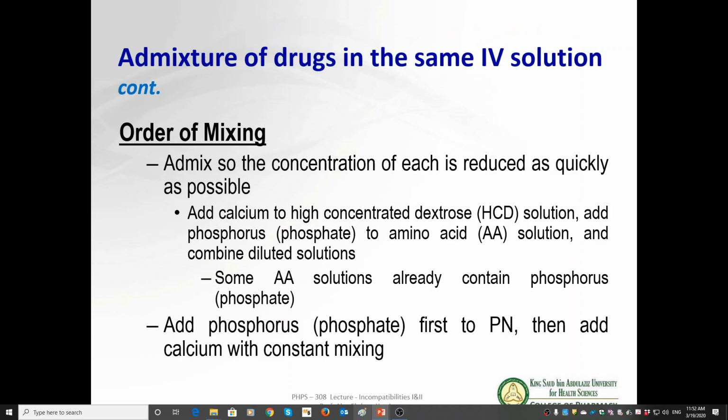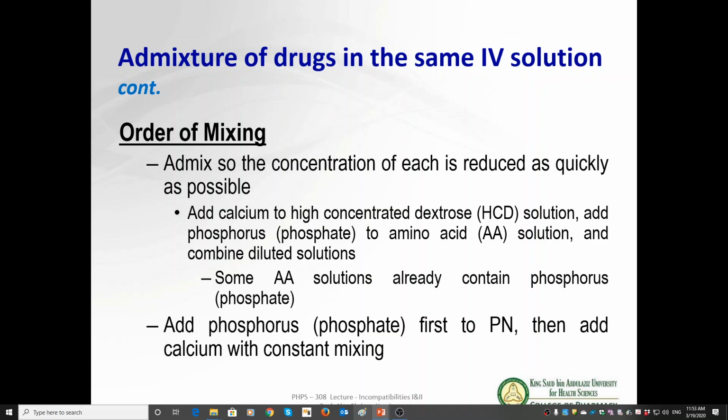This is very important. Another issue is order of mixing. Order of mixing is critical for TPN, for example, and there are many procedures and guidelines for the order of mixing that, if you follow, you minimize this and you end up with no precipitation and no incompatibility.